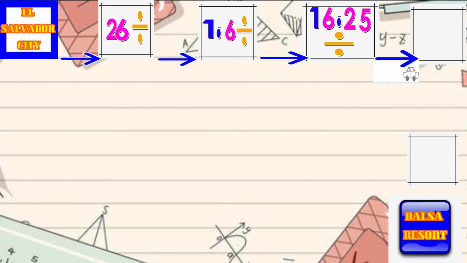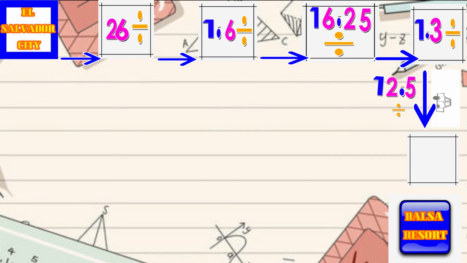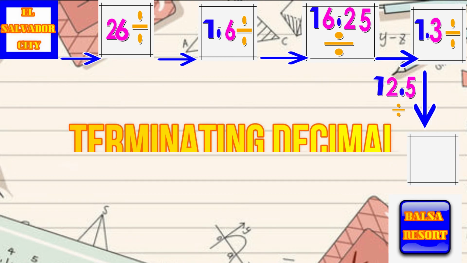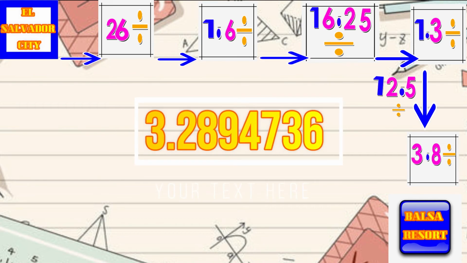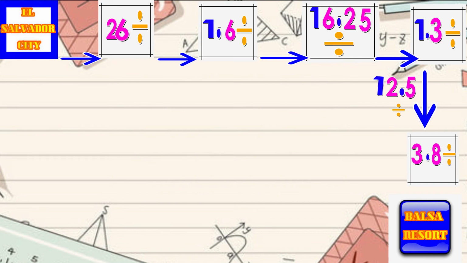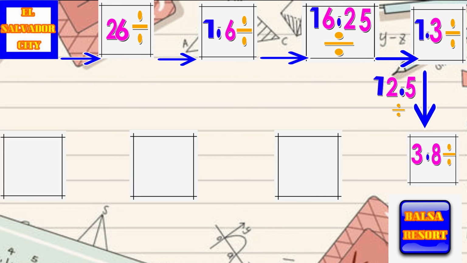16 and 25 hundredths divided by 1 and 3/10. The answer is 12 and 5/10. It is a terminating decimal. 12 and 5/10 divided by 3 and 8/10. The answer is 3 and a non-terminating decimal, so we are on the wrong road. So let's go back. Let's take another road.